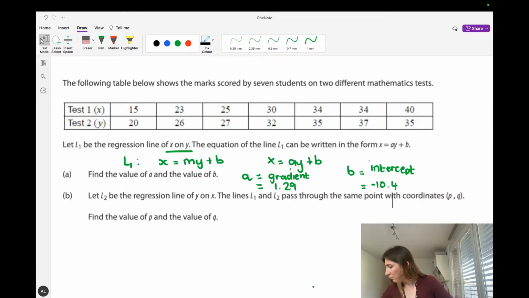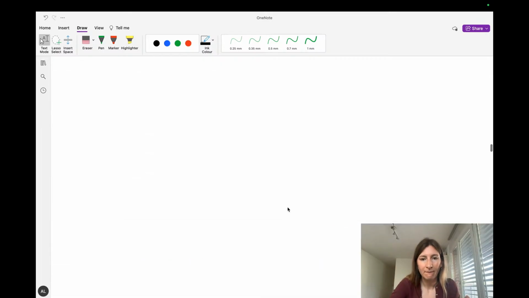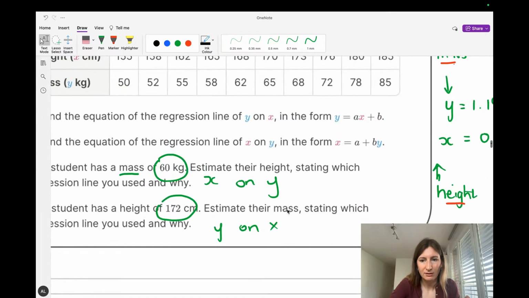Do you see a question? Why did you multiply the A times the Y value in the Y on X regression line in the question before? I shouldn't have, so if I did that, that is wrong.